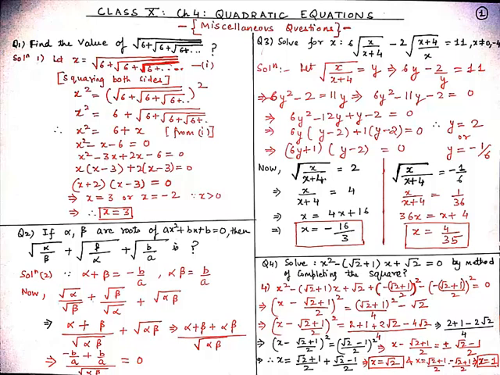So on solving the RHS by taking the LCM, we get (√2 + 1)² which is 2 + 1 + 2√2 - 4√2 upon 4. So from here we get (2 + 1 - 2√2)/4. Now we can write RHS as ((√2 - 1)/2)². And now taking square root both sides, we get x - (√2 + 1)/2 = ±(√2 - 1)/2.